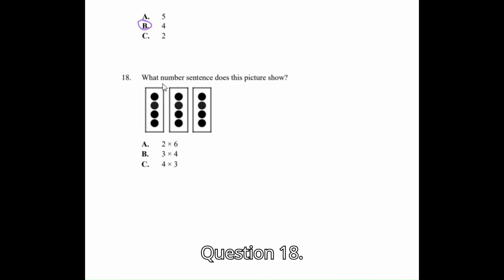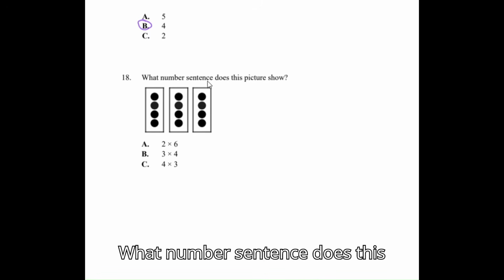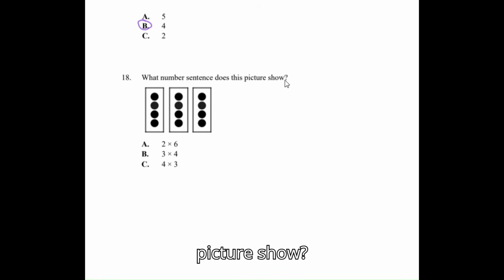Question 18. What number sentence does this picture show? Now let us examine the picture. We see 1, 2, 3 groups. And in each group we have 1, 2, 3, 4. So option B is the answer. 3 groups of 4.